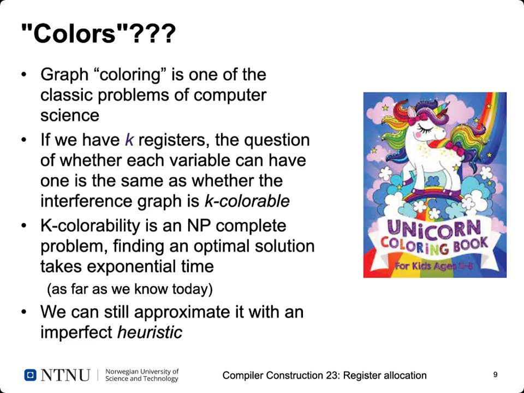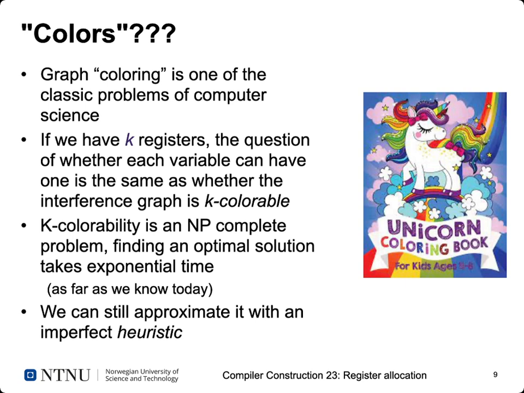So for graph coloring in our register allocation case, if we have k registers, then the question of whether each variable can have its own register is identical to the question of whether the interference graph of our variables is colorable with only k colors. And if we find out that we need more colors to color our graph than we have registers, then we need to spill variables to memory whenever required. But we want to reduce this amount of spilling as far as possible.